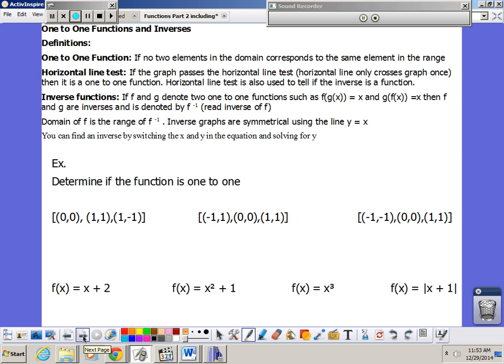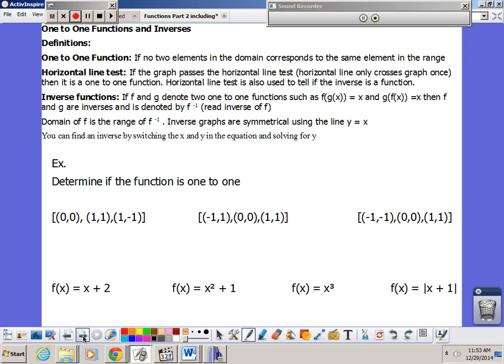One-to-one functions and inverses. A one-to-one function is a function where no two elements in the domain correspond with the same element in the range. To test this, we do the vertical line test for a function, and we can do a horizontal line test to see if it's a one-to-one function. So if it passes the vertical and the horizontal line test, it's a one-to-one function, meaning that the x and the y, neither of them repeat either way. The horizontal line test is also used to tell if the inverse is a function, and we're going to get to inverses in a minute.